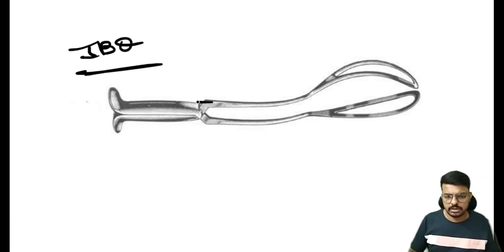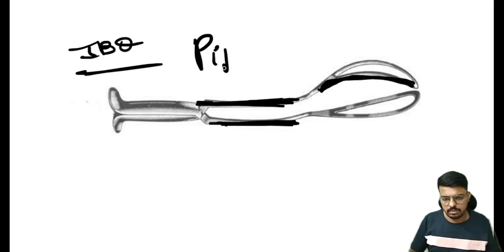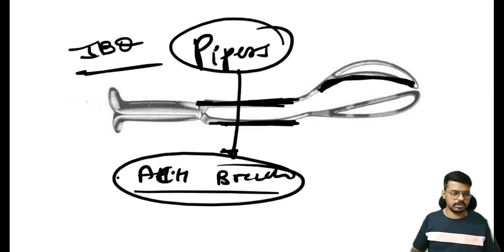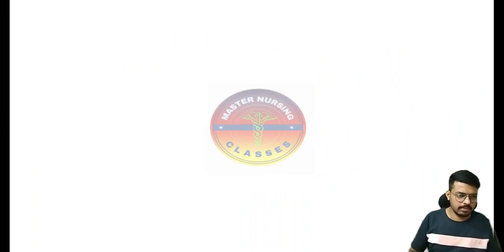Especially, how do we identify it? It has a long shank, and this is the pelvic curve. It has more pelvic curve and long shanks. So this is what we call the Piper's forceps. It is used in the delivery of the after-coming head in breech. So it's very, very important, right? So what we have studied here are the maneuvers to deliver the head.